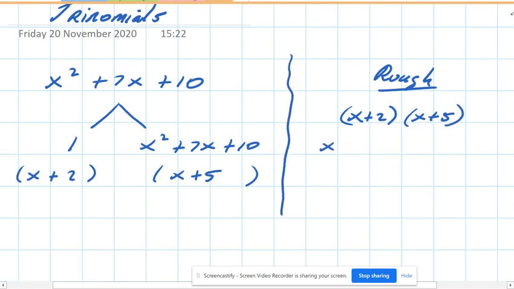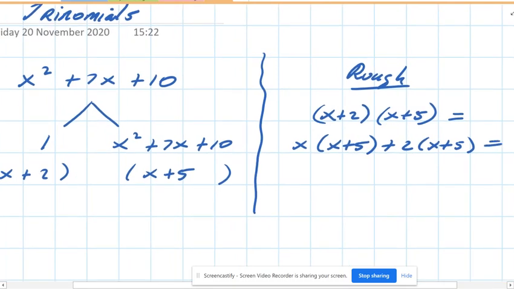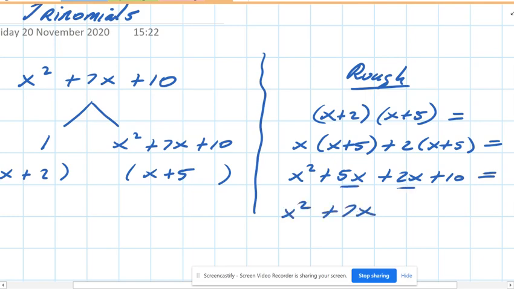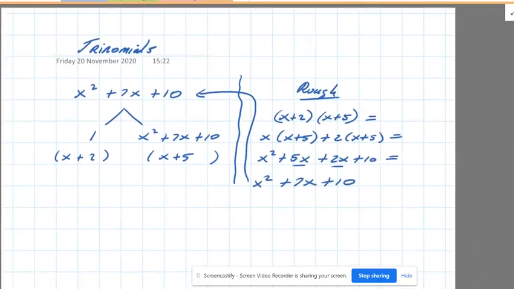So we have x by the second bracket plus 2 by the second bracket. Now what do we get? X by x is x squared, x by 5 is plus 5x, plus 2x, plus 2 5s is 10. And these are like terms, so they come together. So it's x squared, 5 and 2 is 7x plus 10. And that's the answer. As you can see, that's what we got up here. So that's how we know we're right.